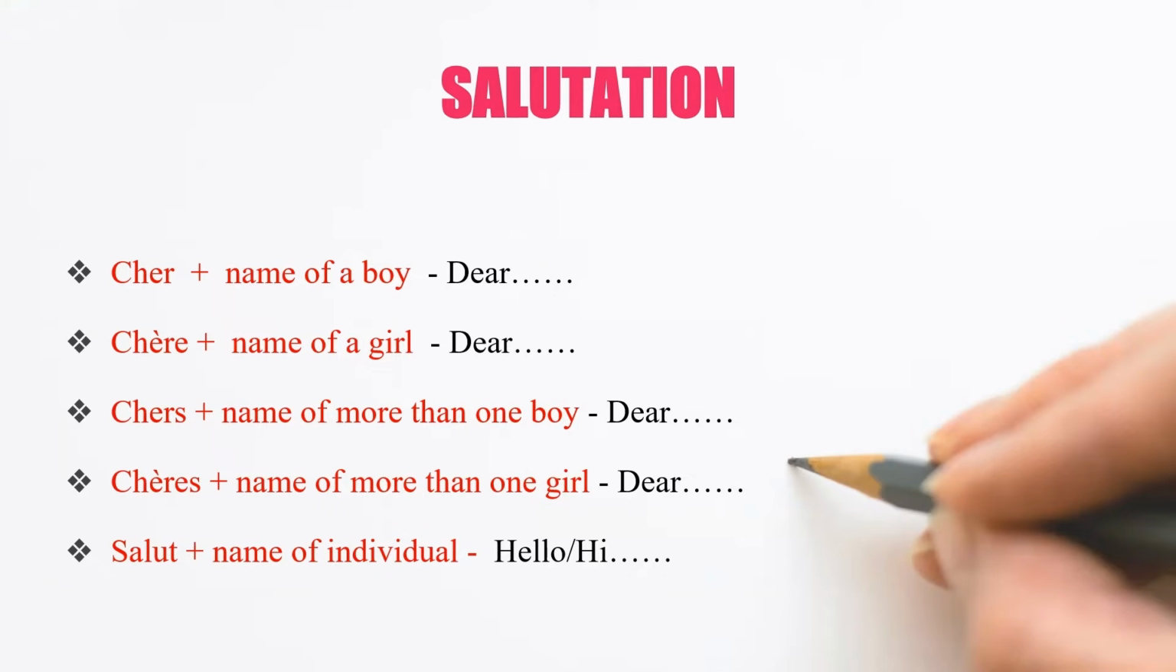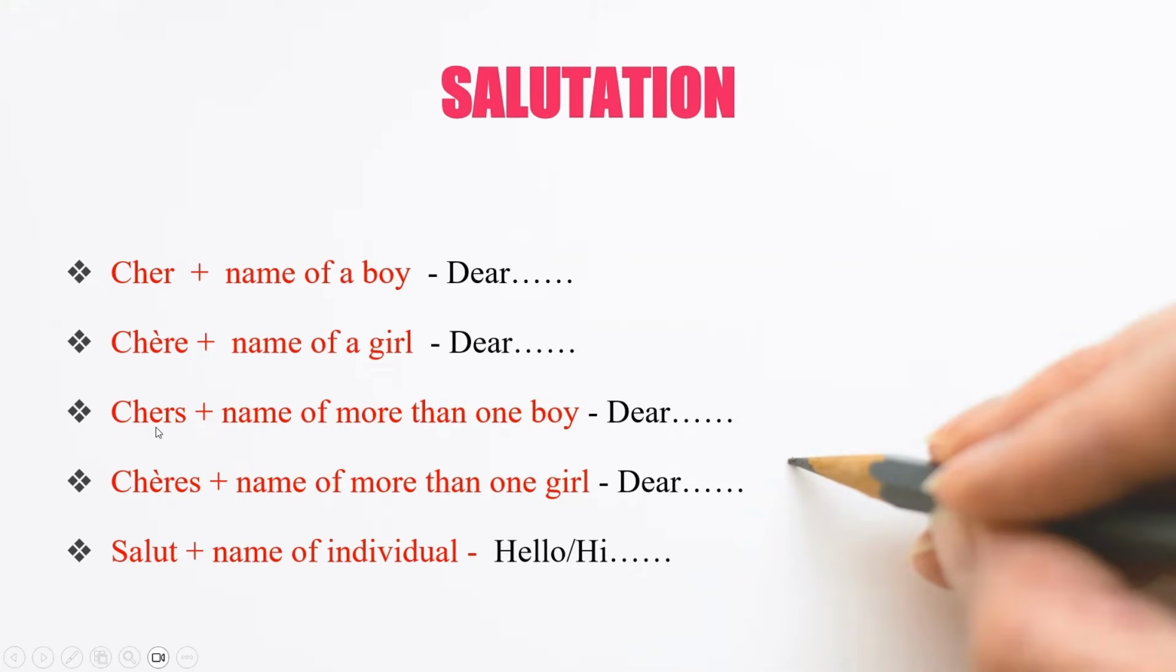So if you're writing your letter to a boy, you're going to say cher, C-H-E-R. If you are writing to a girl, it's going to be chère, C-H-E, accent grave, R, and there's going to be another E at the end, right? Plus the name of the girl.